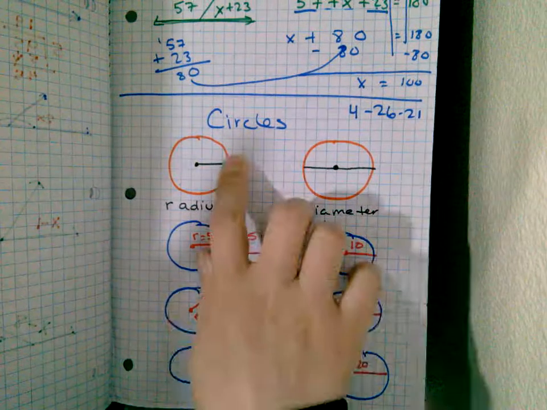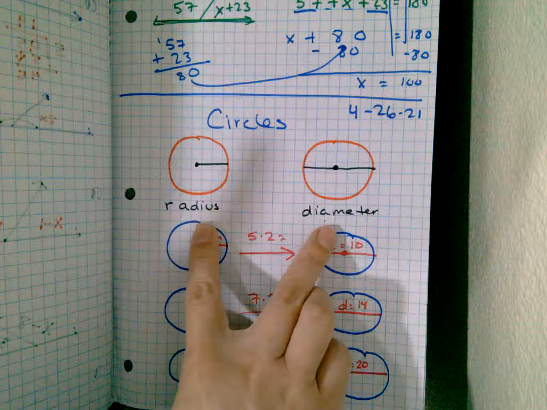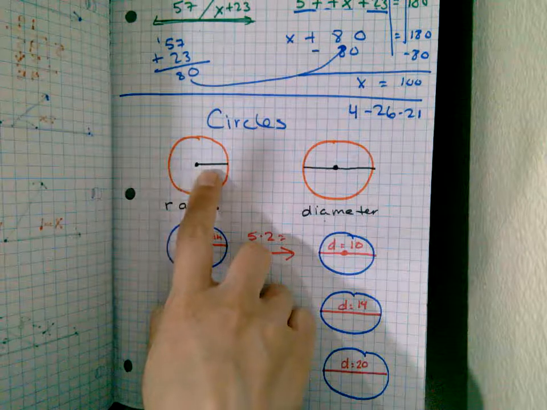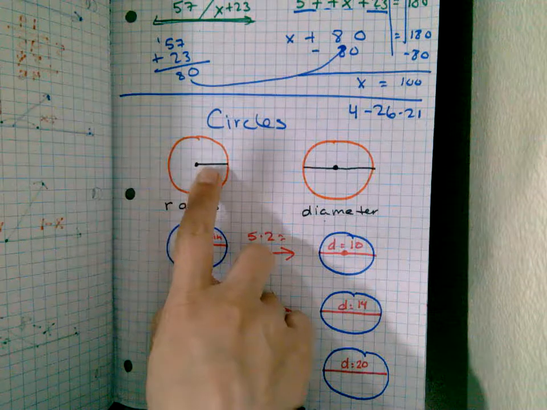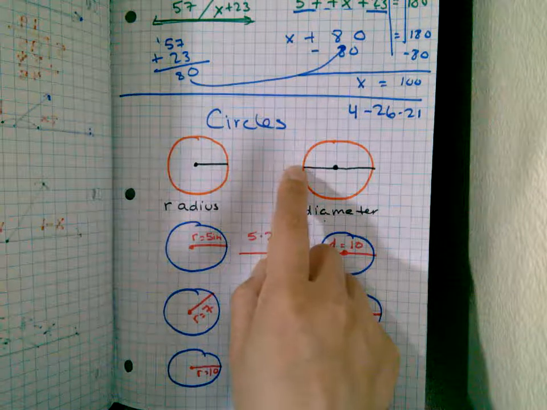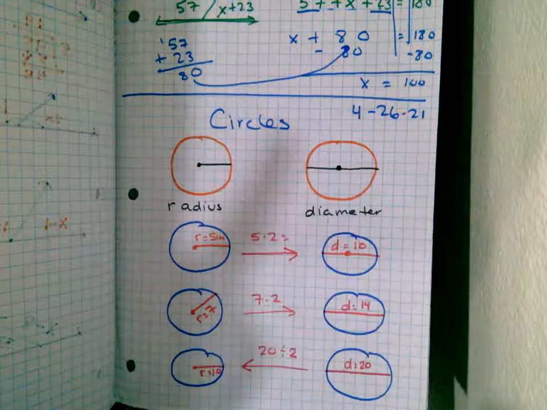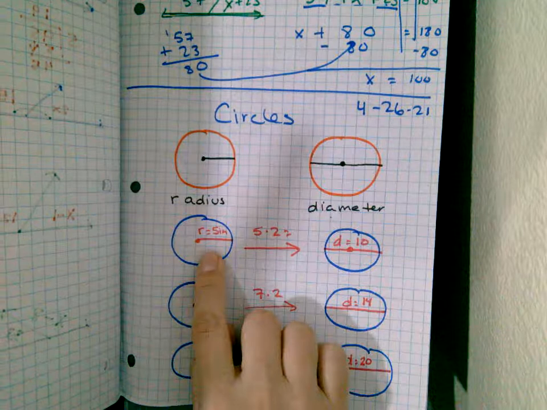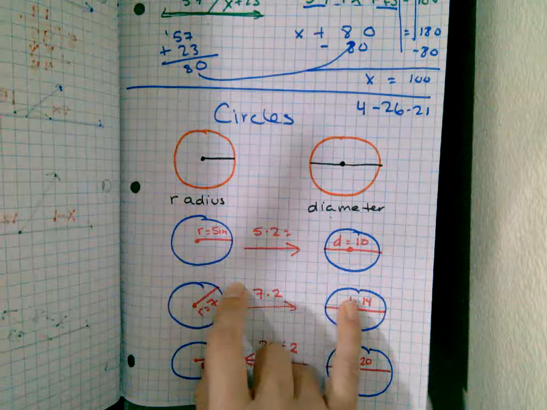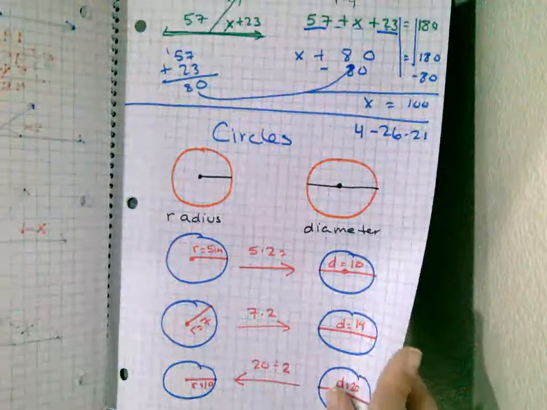On Monday, we talked about circles, and I showed you the difference between a radius and a diameter. So, quick little review. A radius is just half of the line, it doesn't go all the way across the circle. And the diameter goes from one side of the circle all the way to the other side of the circle, okay? So if the radius is 5, the diameter is 10. If the diameter is 14, then the radius is 7, right? So that's what we went over on Monday.